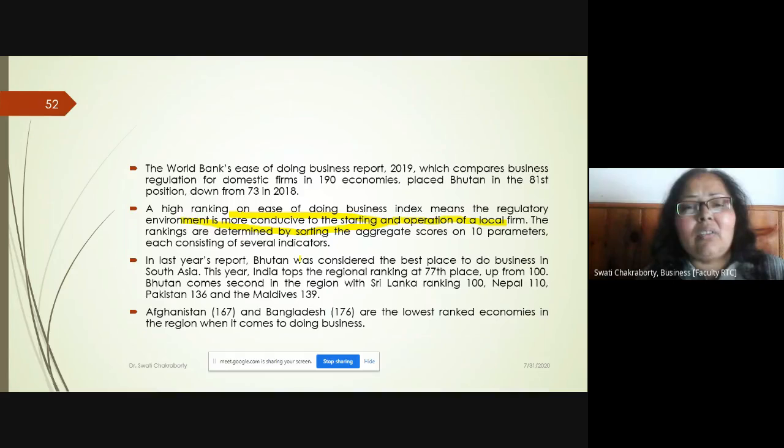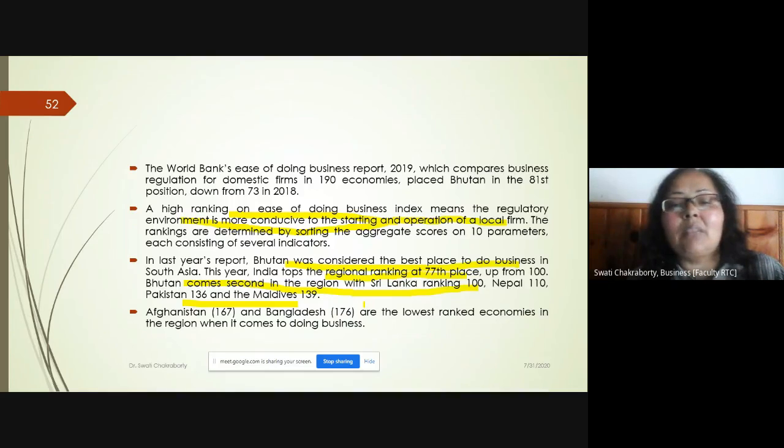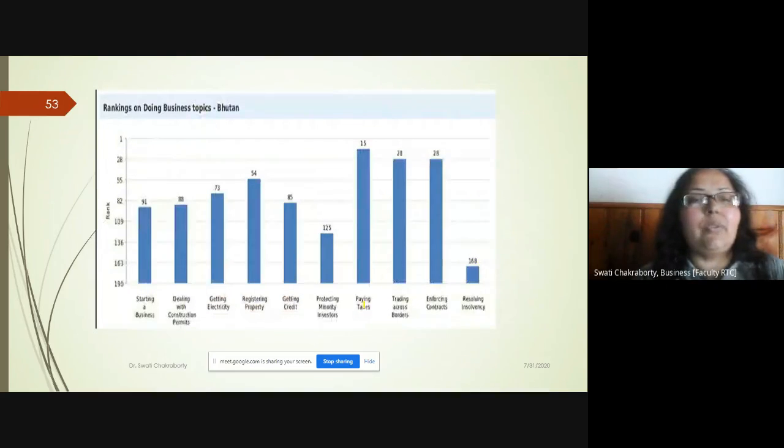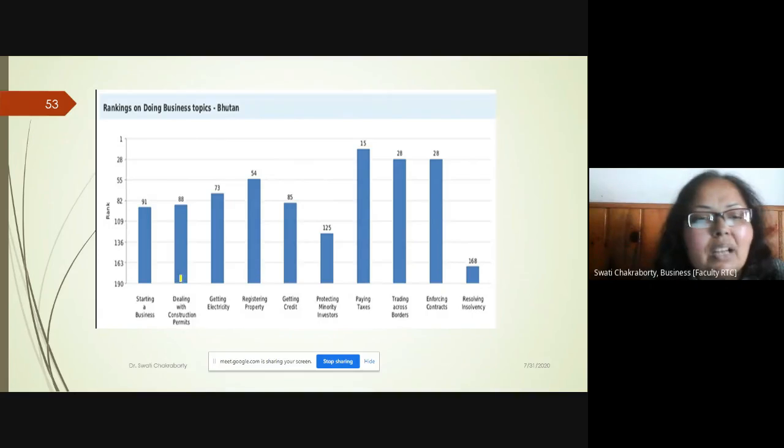Now, Bhutan was considered the best place to do business. But what has happened this year? India tops the regional ranking at 77th place, up from 100. Bhutan comes second in the region, with Sri Lanka ranked 100, Nepal 110, Pakistan 136, and Maldives 139. So these are the things which you have. The lowest rankings in the region are Afghanistan and Bangladesh. So this is where we talk of the rankings on doing business in Bhutan, like how it's been ranked with regard to different aspects, right? So you can have a clear picture about it.